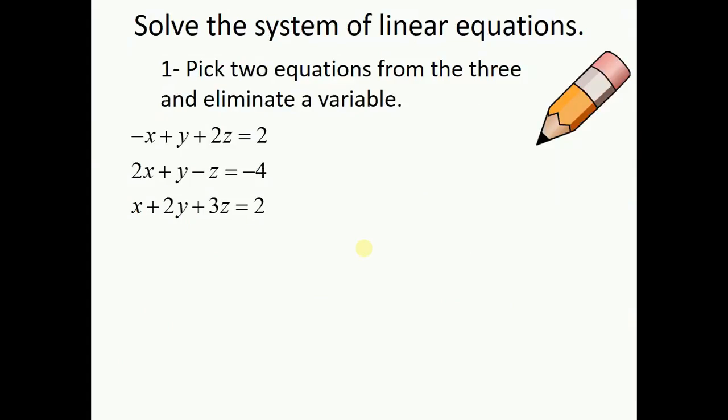So I have this system: negative x plus y plus 2z equals 2, 2x plus y minus z equals negative 4, and x plus 2y plus 3z equals 2. So what I'm first going to do is pick two of these equations and eliminate one of the variables. So the very first thing I notice, there's an easy one right here. This is negative x and that's a positive x. I'm going to eliminate x first because they will already eliminate one another. So those are the two equations I'm going to pick.